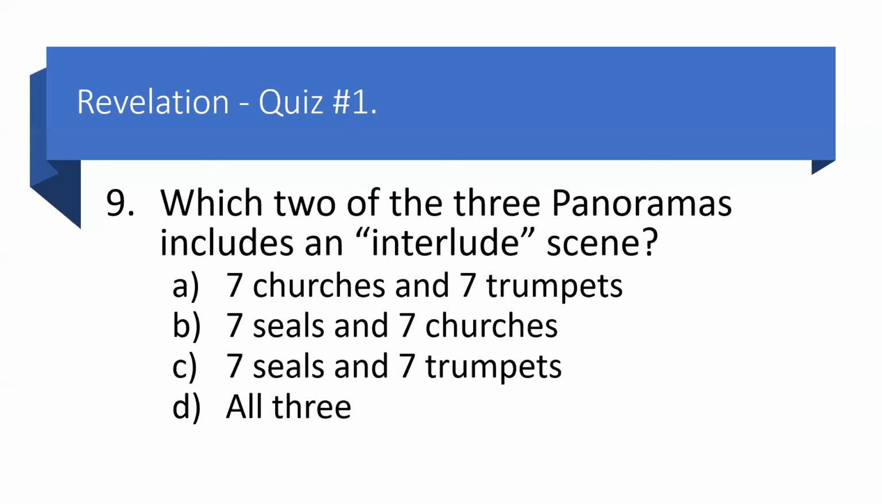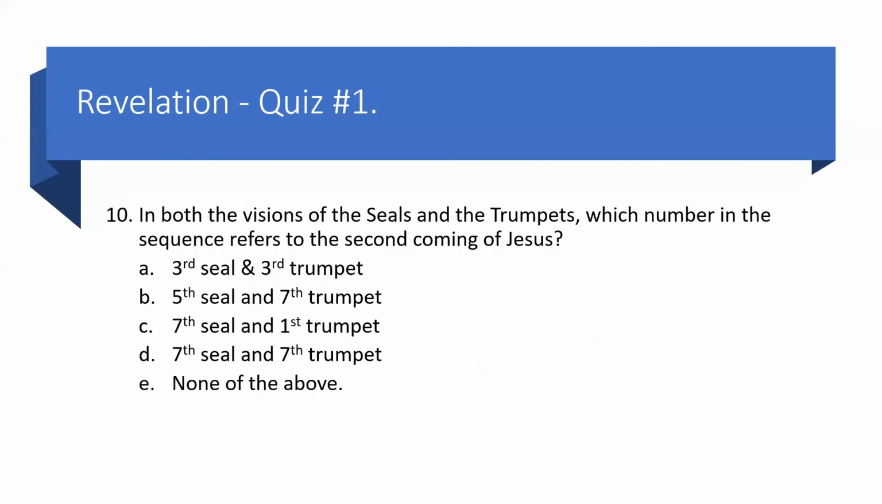All right. Which 2 of the 3 panoramas includes an interlude scene? I think I was answering that one before. That's the 7 seals and the 7 trumpets. They had an interlude scene, each of them, right? And then in number 10, in both the visions of the seals and the trumpets, which one represented the second coming of Christ? In both cases, it was the seventh seal and the seventh trumpet, right? So I think we all got those correct as we go forward.